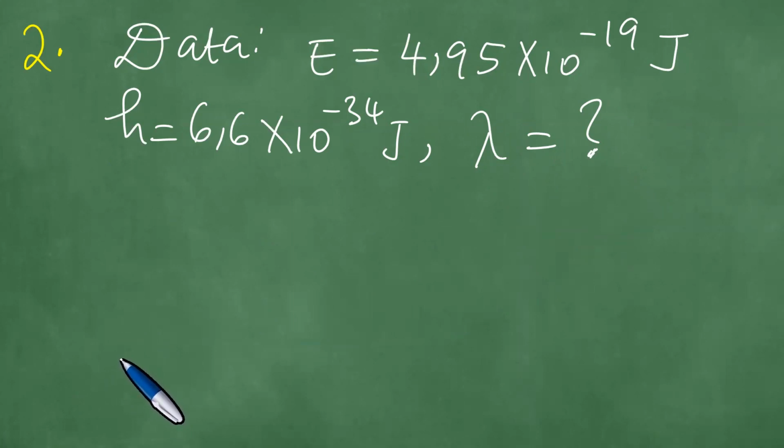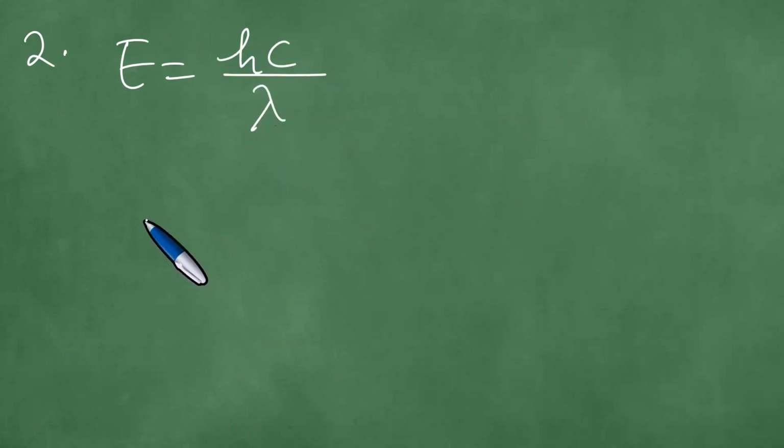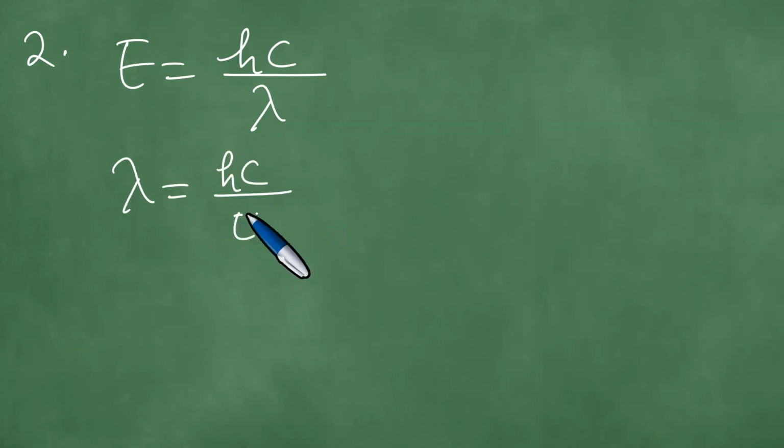So what formula do we use right now? Because we know that E equals HF. But we said that it is also HC over lambda. So if E equals HC over lambda, what is lambda the same as, Luyanda? H times C over E. The lambda goes over there and the E goes there. So it becomes HC over E. That is what we're getting.